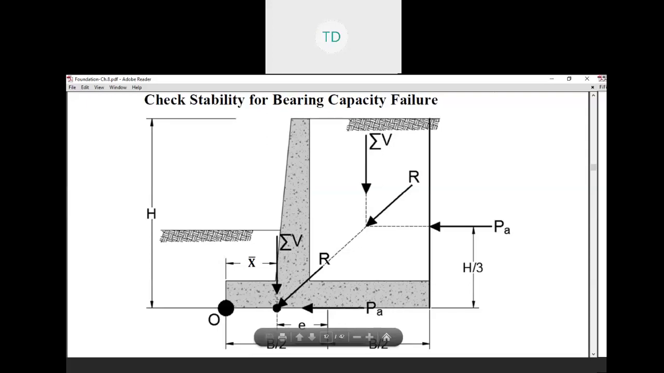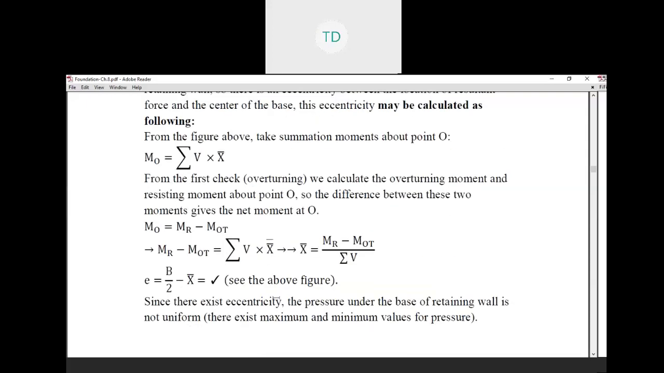This eccentricity may be calculated as follows. From the figure above, take summation of moment about point O. MO is equal to summation of V into x bar, where V is equal to vertical force and x bar is equal to the center distance. From the first check, overturning, we calculate the overturning moment and resisting moment about point O. The difference between these two moments gives the net moment at O: MO is equal to MR minus MOT.